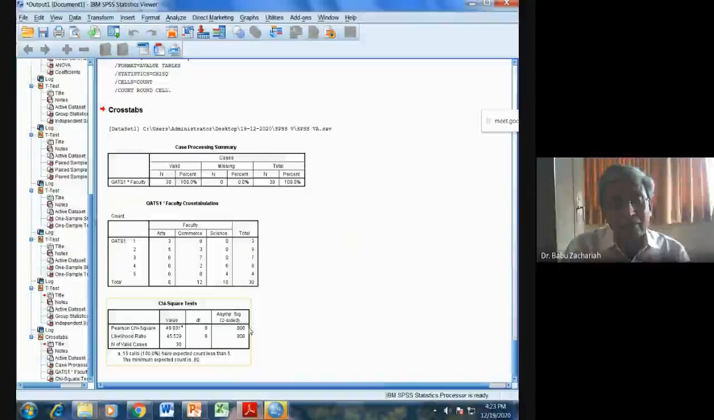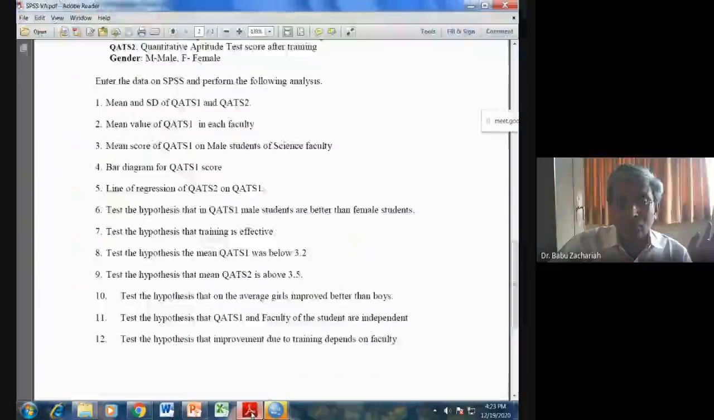Null hypothesis is rejected. What is the null hypothesis for chi-square? The two attributes are independent. That is rejected. Therefore, the two attributes here, Quartz 1 and faculty, are dependent. That is our conclusion. Let us go to the last question.